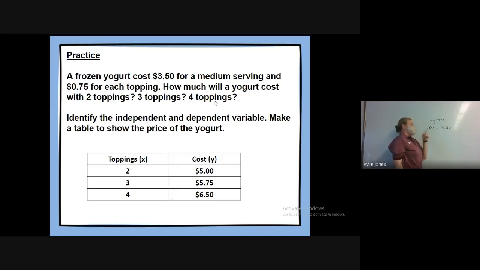So if we needed to find the price of 2 toppings, we would do 0.75 times 2 toppings plus the $3.50 for just the base of the yogurt, right?